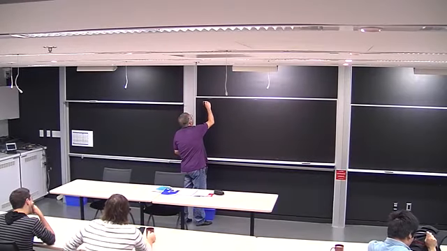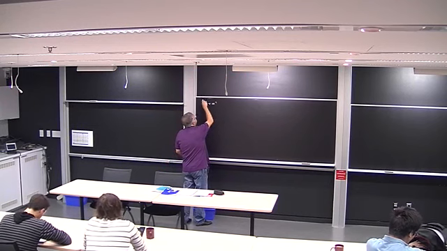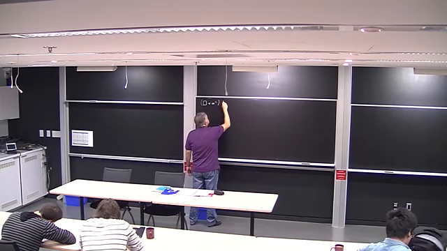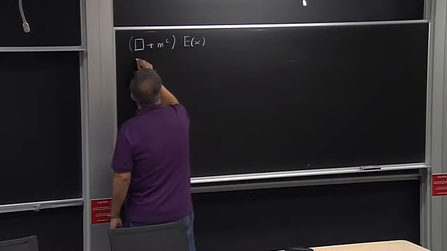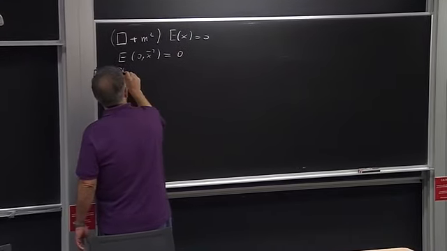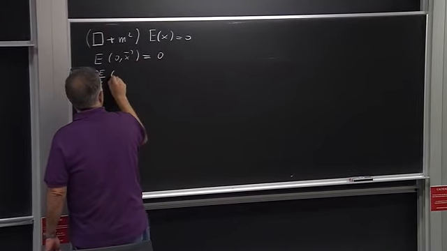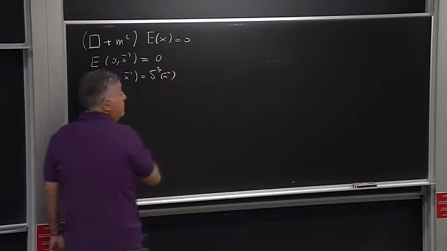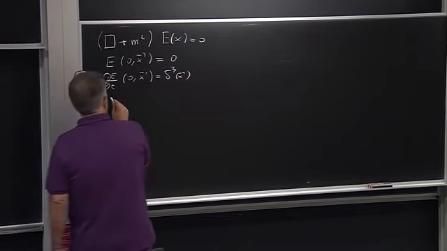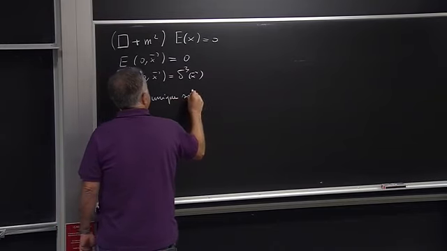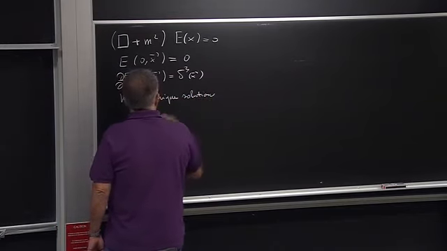We are still on flat space-time, and we understand that this Cauchy problem has a unique solution, which is the Pauli-Jordan function.